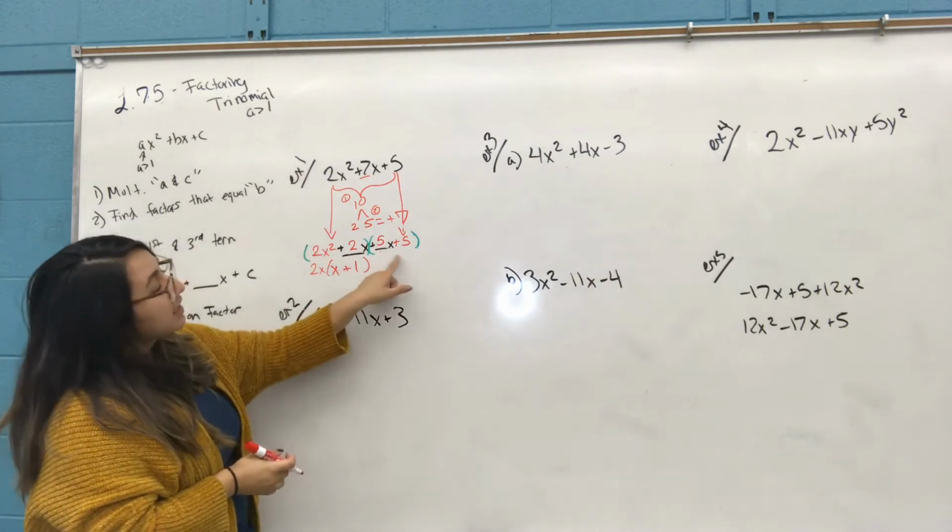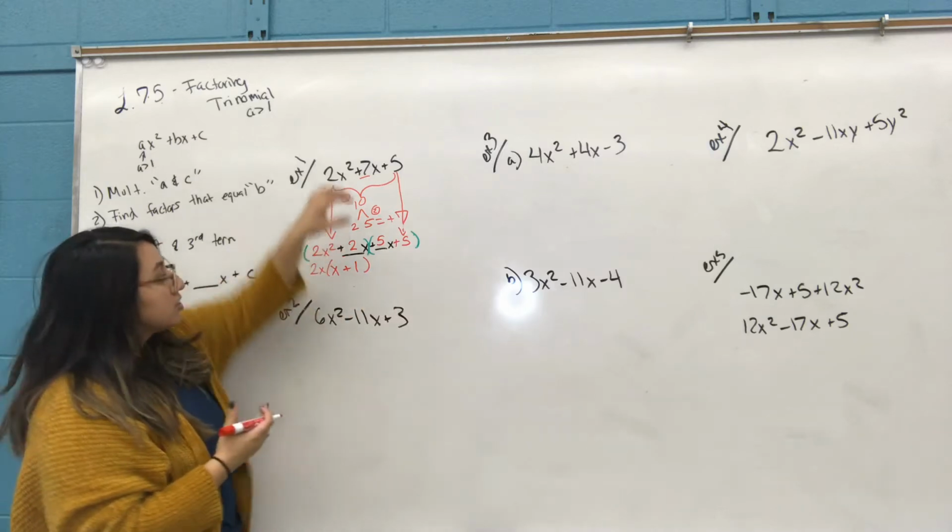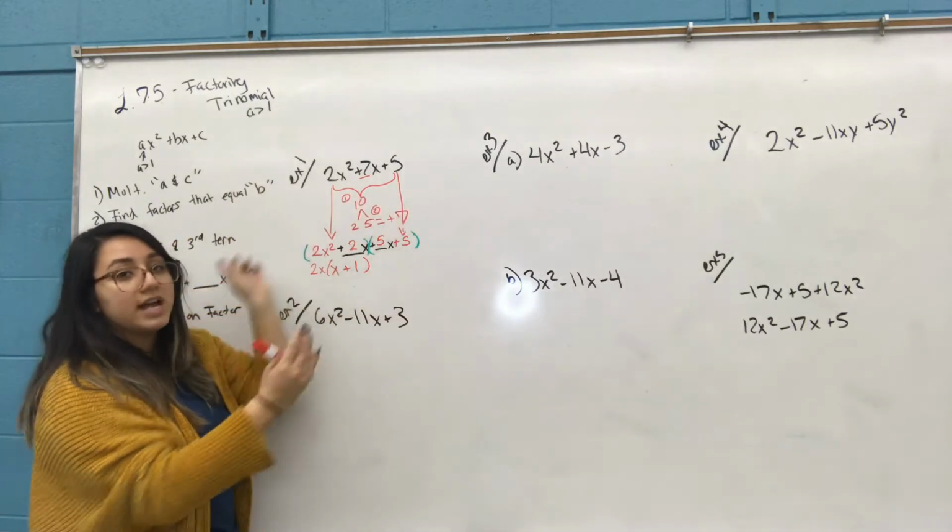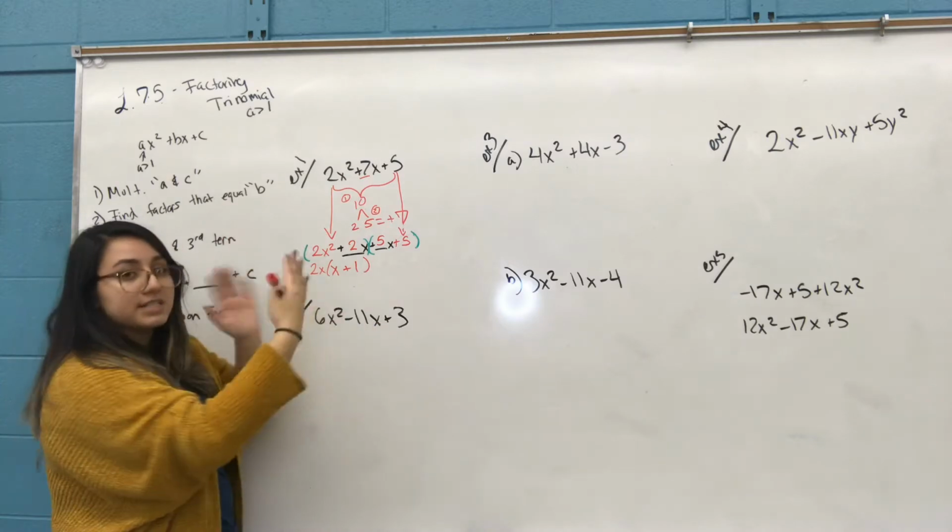Then you look at your last 2. So there will always be 2 groups. The first 2, the second 2. You're not going to interchange them. It's always the first 2. It's always the second 2.